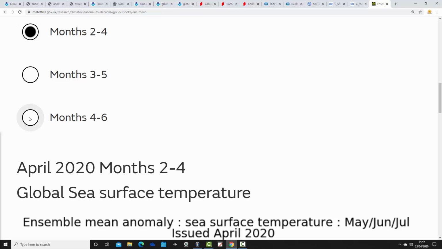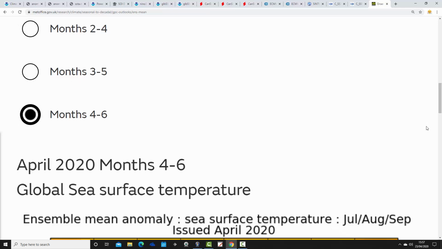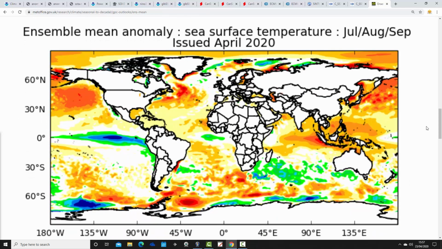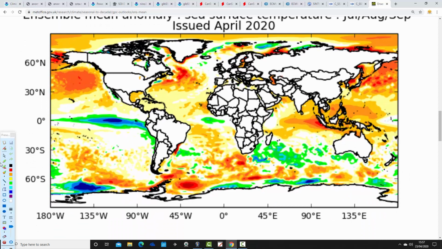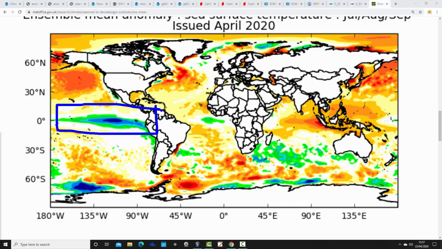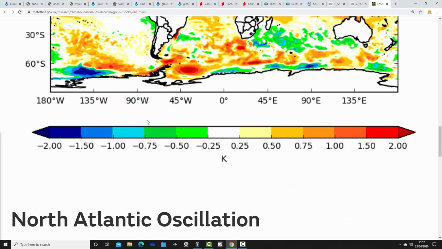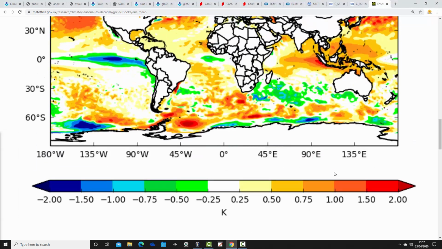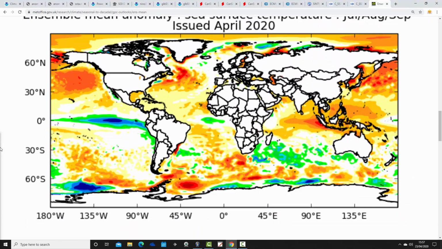If we go through to months 4 to 6 out, which takes us from July to September, look at that, a real strengthening of that La Nina signature there. That's quite a strong La Nina. It is quite a strong La Nina that the Met Office model is going for, with deep blue colours turning up on the temperature scale. That will get you below 2 degrees below average. If that came off, that would be the strongest La Nina that we've had for a very, very long time, actually.